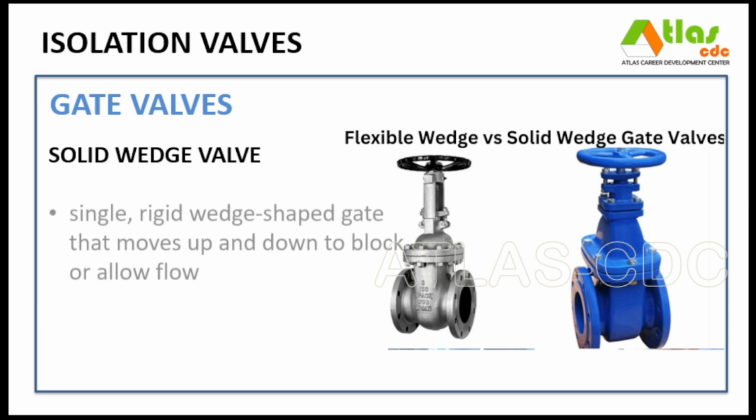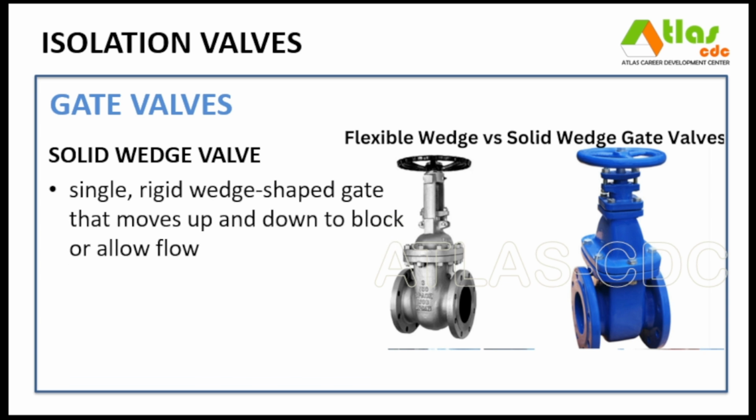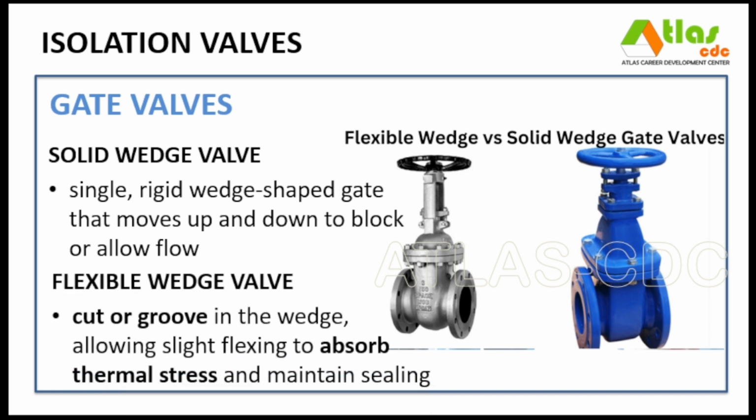A solid wedge gate valve uses a single, rigid wedge-shaped gate that moves up and down to block or allow flow. Its mechanism provides a tight seal, but it can become stuck or damaged in systems with thermal expansion or pipe misalignment. In contrast, a flexible wedge gate valve has a cut or groove in the wedge, allowing slight flexing to absorb thermal stress and maintain sealing even with minor pipe distortion.